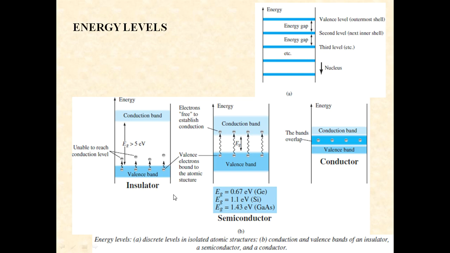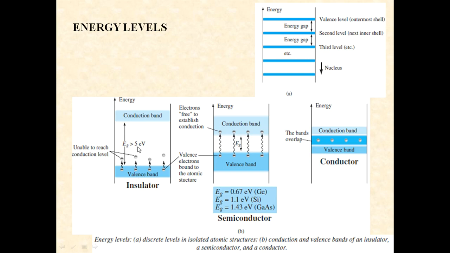Provided the gap is feasible, which we usually call Eg, which represents the energy gap. All right, so let us look at the picture at the bottom. This slide, diagram B, represents the conduction and valence bands of an insulator, a semiconductor and a conductor. The first one is the energy band gap of an insulator. It can be clearly seen that the energy band gap, represented by the symbol Eg, is huge in the case of an insulator.